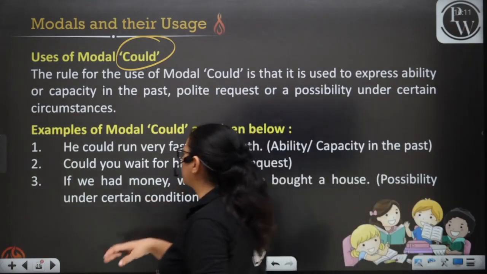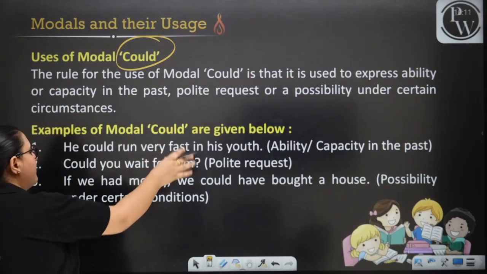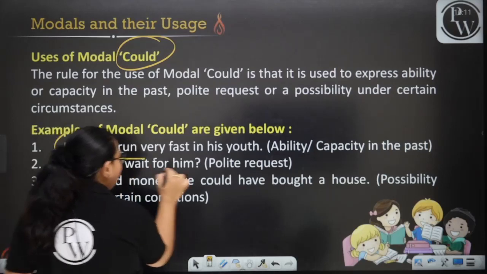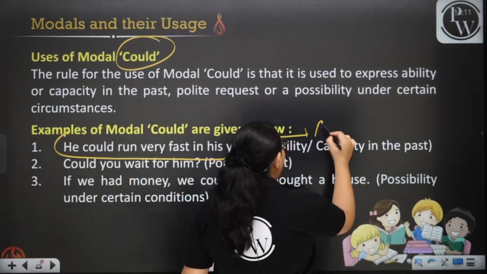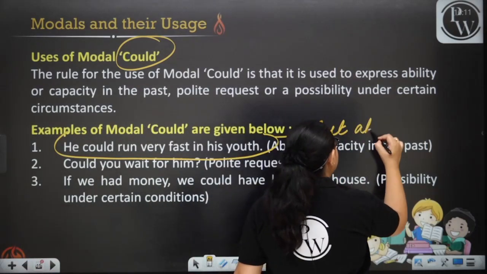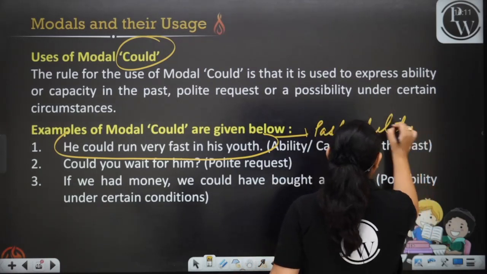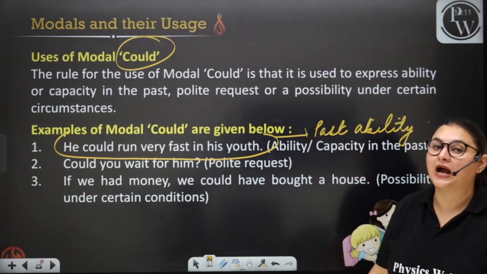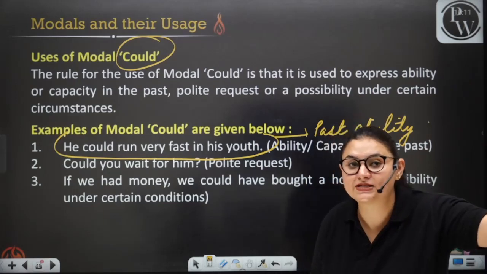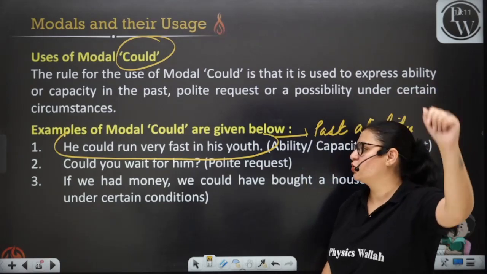Now, let's learn it through the examples. He could run very fast in his youth. Now, this was his past ability. He could do this thing. He cannot do it right now. In the present, he won't be able to do that. It was his ability in the past. In that case, we use could.